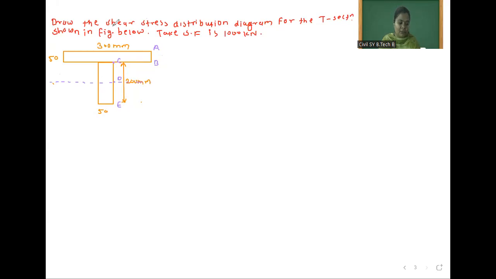So from the start, first we have to find out the moment of inertia by applying a table. In the table, the first parameter is section. After that, second is A I. After that, next is Y I. Next is A I Y I. After that, A I Y I square.